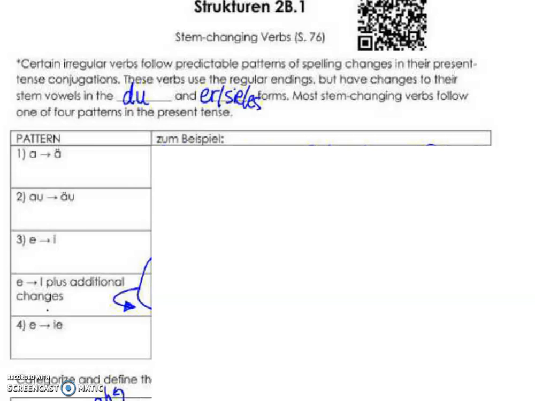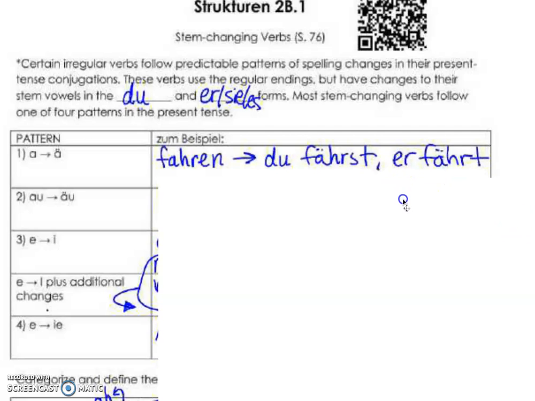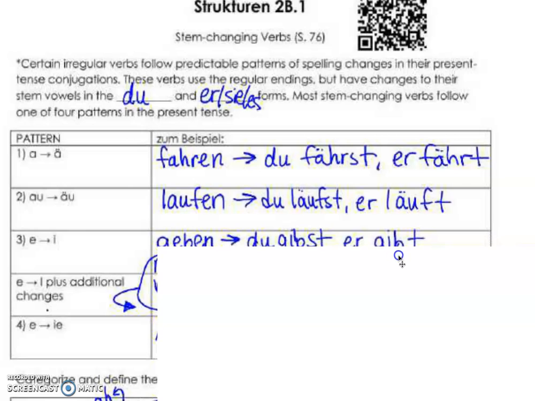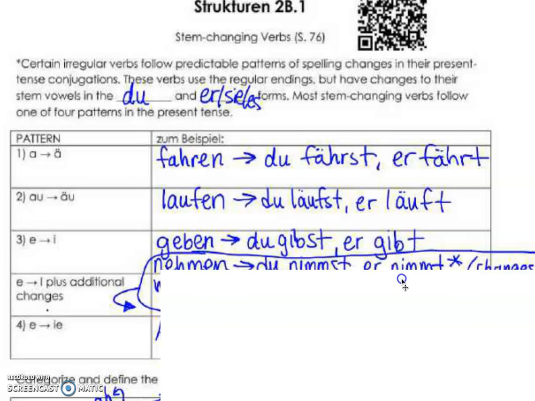So one of the patterns is that your stem has an a in it, and it changes to an a umlaut. So one of our examples would be fahren changes to du fährst, er fährt. Another vowel change would be an au changes to äu, which some examples would be like laufen becomes du läufst and er läuft. Some verb stems will have an e in it, and that e will change to an i, like with geben becomes du gibst and er gibt. And then we have nehmen, which means to take. Du nimmst, er nimmt. And this is an example that not only has a vowel change, but also has a consonant change. That h changes to an m.